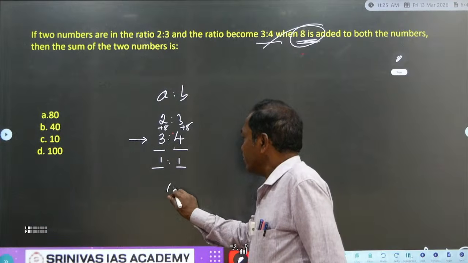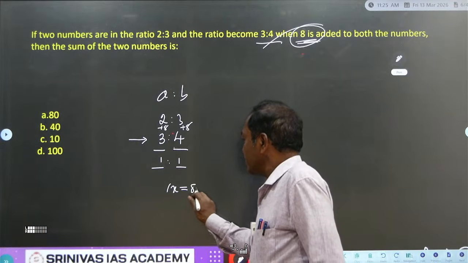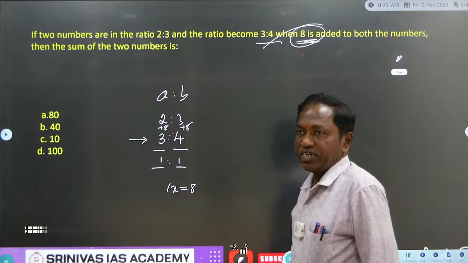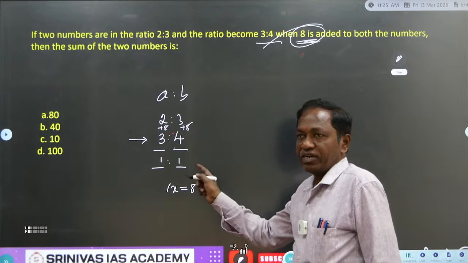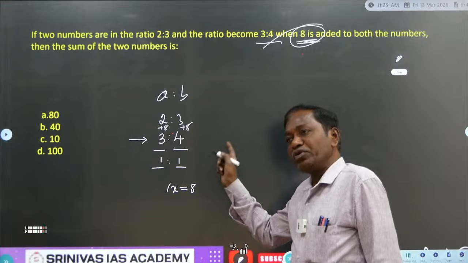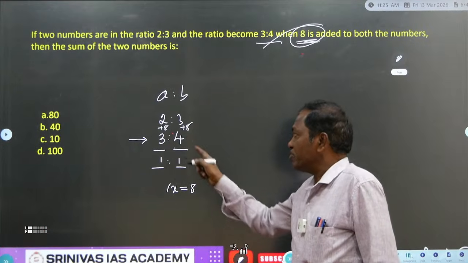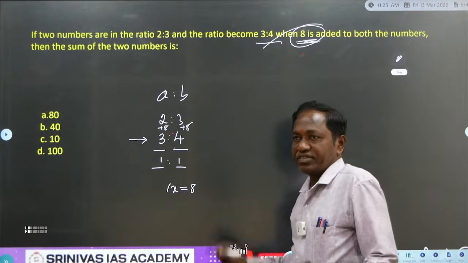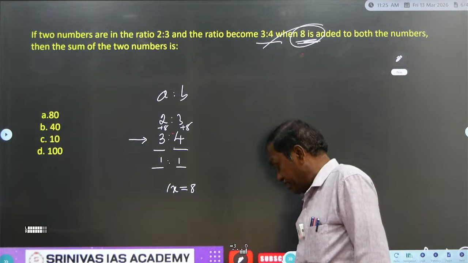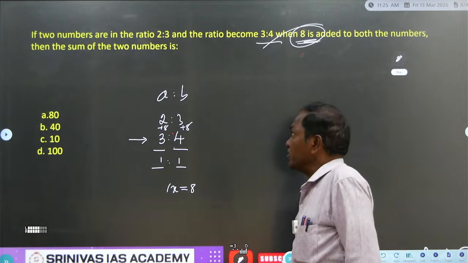Then you can say 1x is equal to 8. The 1x value is 8. The change in the ratios is 1, 1. But when 8 is added to both the numbers, 1 ratio is equal to 8, or 1x equals 8. Did you get this? No, sir, you did not get it.